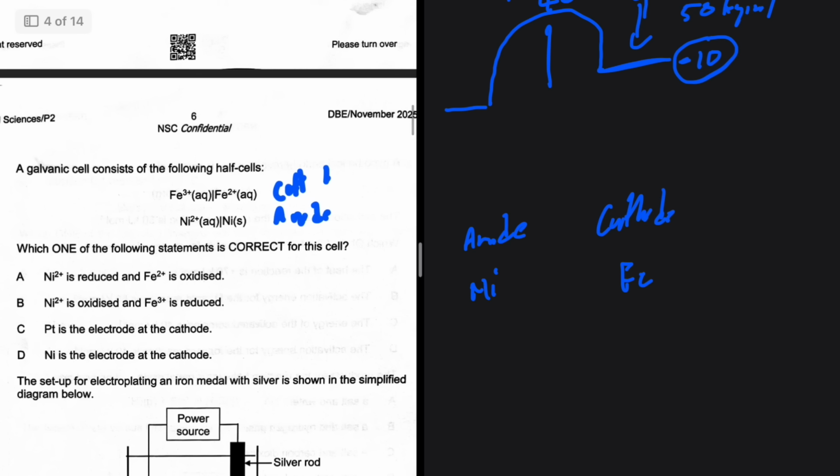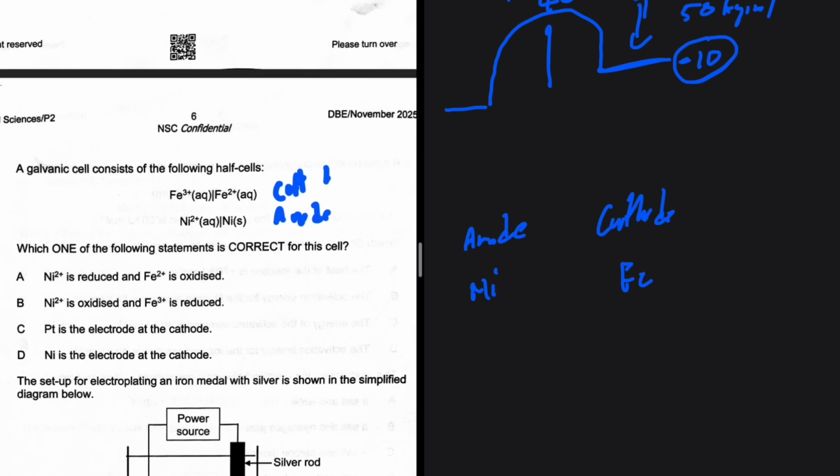A says Ni2 plus is reduced. Ni is at the anode. At the anode, oxidation is taking place. So that is not the case. And then B says Ni2 plus is oxidized. That is not the case, right? Ni2 plus is just the ion that is formed when oxidation takes place.